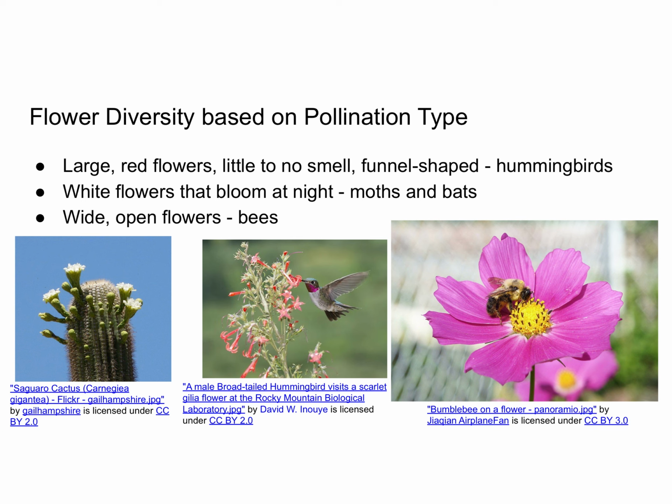Flowers and pollinators have also co-evolved. And so different pollinators have different characteristics that they look for in flowers in order to be able to eat from the flower and then transfer its pollen to somewhere else. So, for example, hummingbirds like large red flowers with little to no smell and funnel shaped. And so you can see this here.